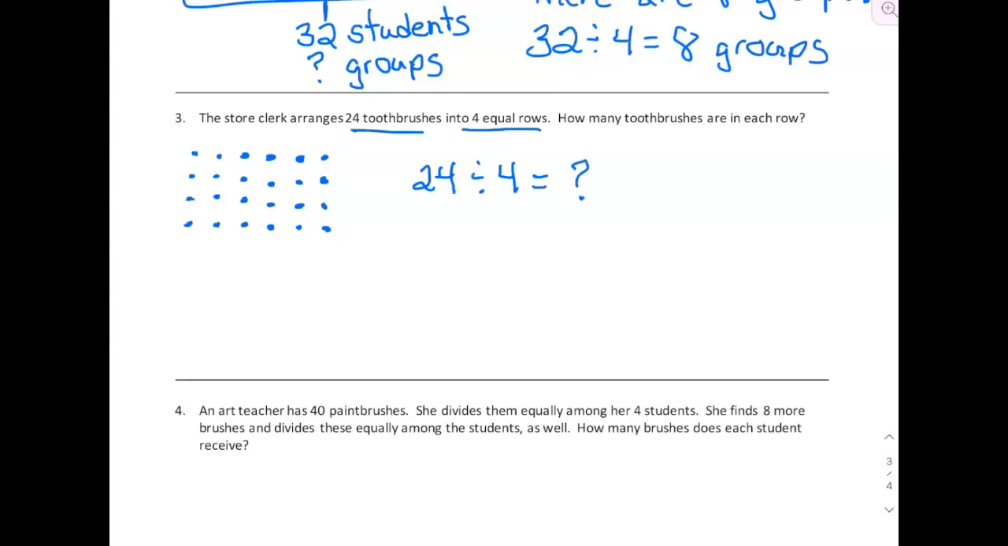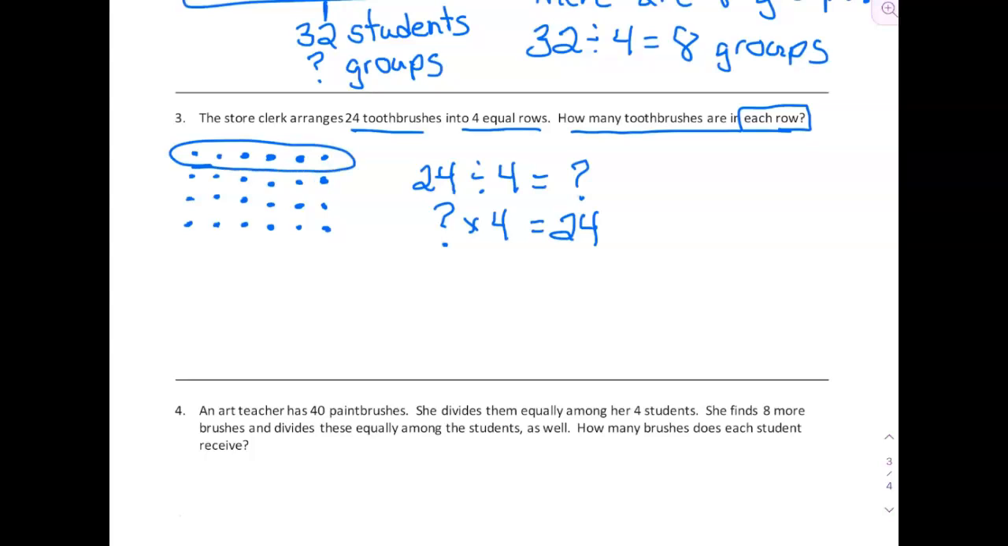So is my unknown representing the size of the group or the number of groups? It says how many toothbrushes are in each row. If it's in each row, that is the size of the group. My related multiplication problem is the size of the group times 4 rows equals 24 toothbrushes. So now I have my 4 equal rows and I can easily count. I have 1, 2, 3, 4, 5, 6 in each row.